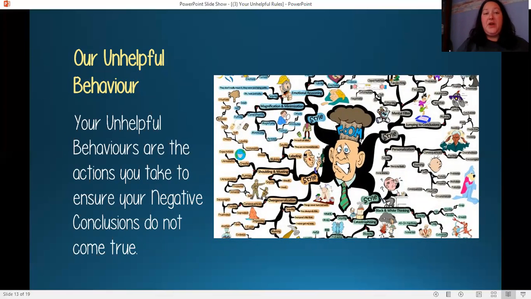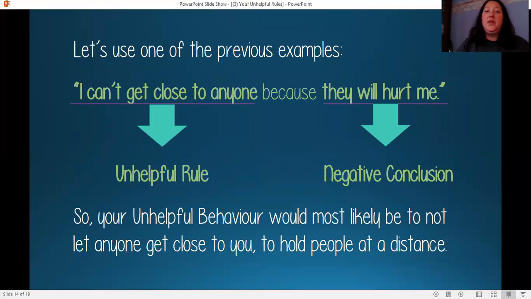So now we have our unhelpful behavior. Your unhelpful behaviors are the actions you take to ensure your negative conclusions do not come true. So let's use one of our previous examples and break it down. I can't get close to anyone because they will hurt me. So first underlined, you have, I can't get close to anyone. This is your unhelpful rule. And then second, you have underlined, they will hurt me. That is your negative conclusion. So based on these, your unhelpful behavior would most likely be to not let anyone get close to you, to hold people at a distance.